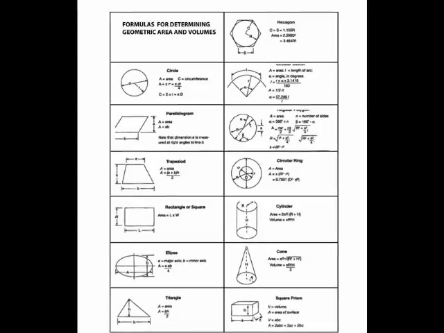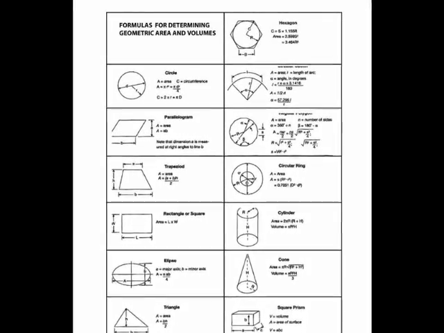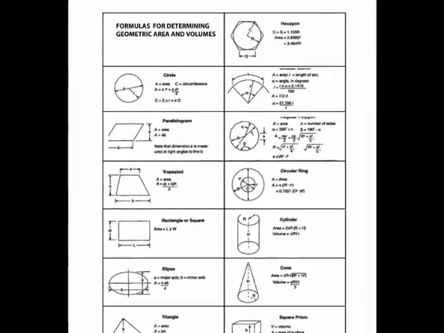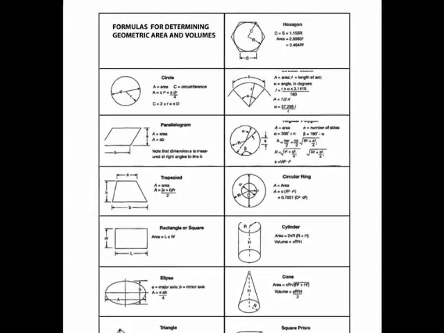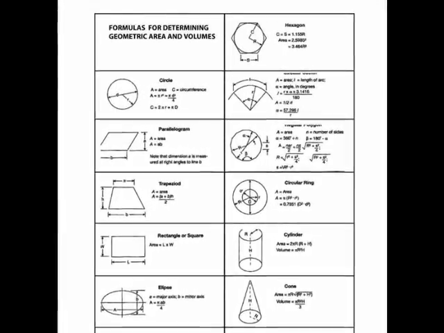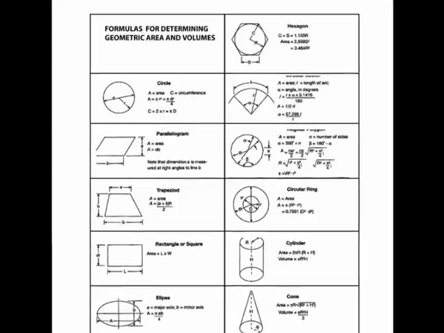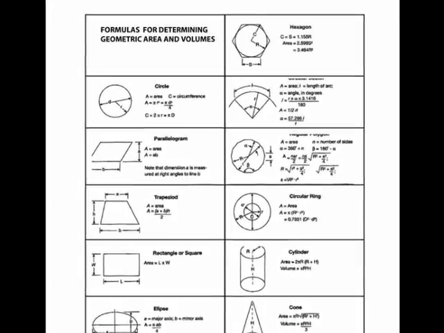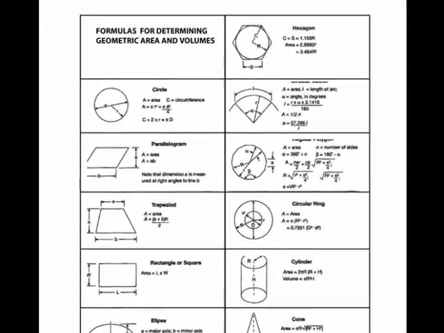These are the volume formulas for several important shapes in engineering, such as a circle, parallelogram, trapezoid, rectangle, square, ellipse, triangle, hexagon, cylinder, cone, square, prism, and other shapes.